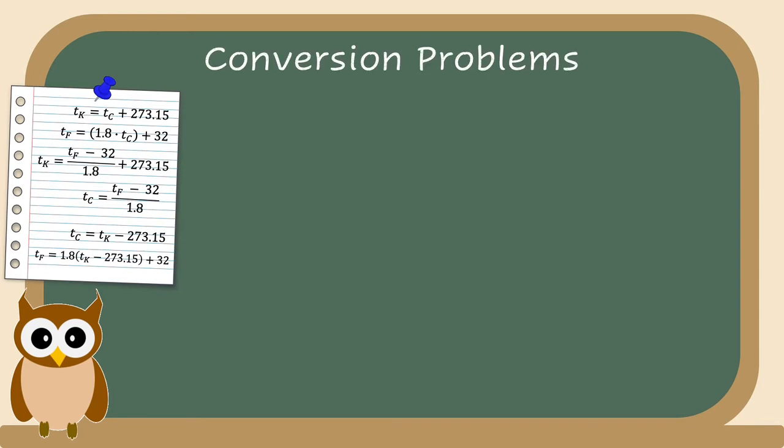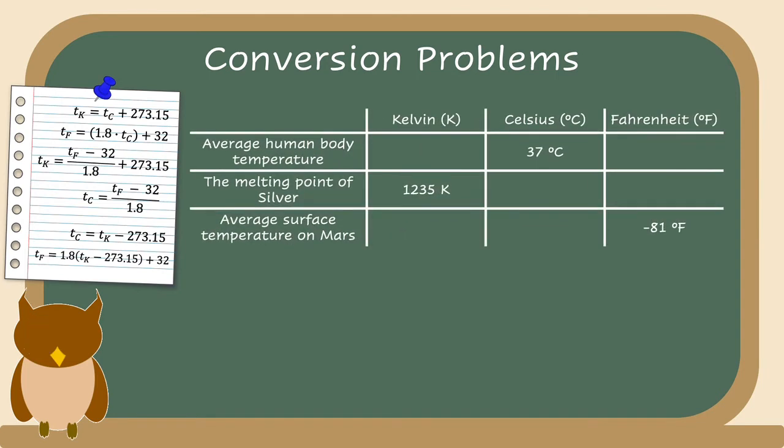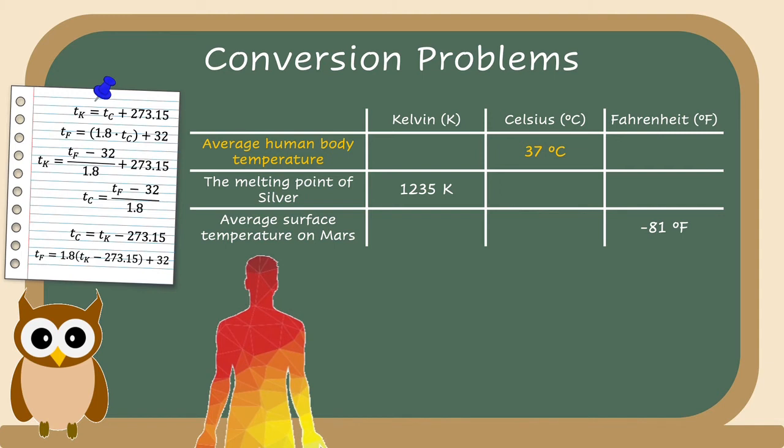Right, let's just look at some simple conversion problems to make sure we have got the hang of it. On this table we can see that we need to fill in the blanks by converting between the temperature scales. Starting with the average temperature of the human body. We can see that in Celsius it is set at 37 degrees. So our starting temperature is 37 degrees Celsius.